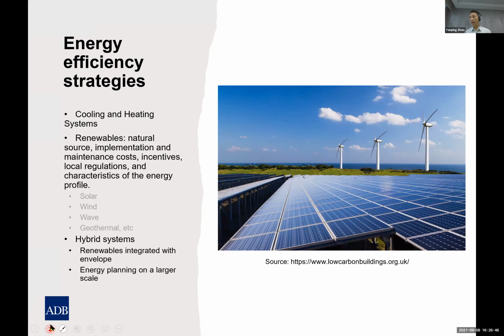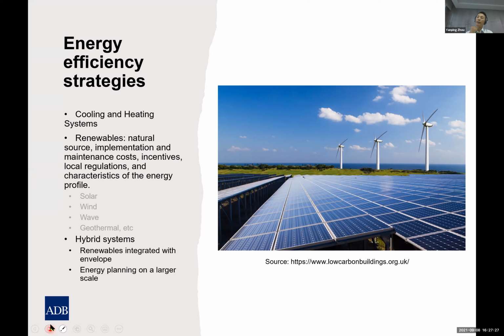So besides the cooling and heating systems, we come to renewables. Renewable means how we can use the natural resources, and their implementation and maintenance, combined with other factors like incentives, local regulations, constraints, and characteristics of the energy profile. It's not only solar, but also wind, wave, geothermal, biomass, and so on. But the most popular, of course, are solar and geothermal.